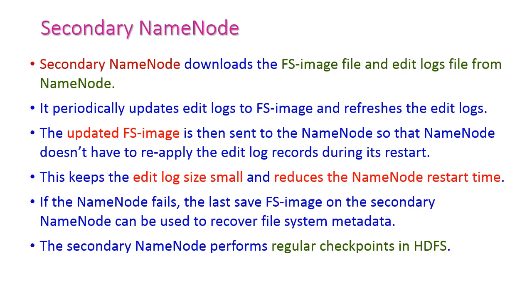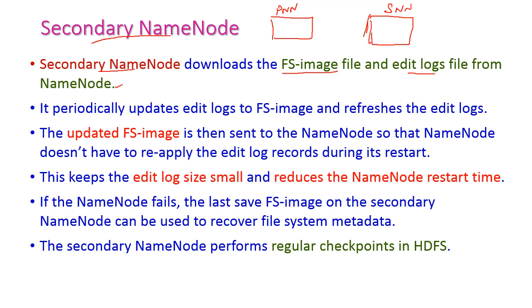And next we will see how the secondary name node will work along with the primary name node. The secondary name node first downloads the FS image file and edit log files from the primary name node. This is our primary name node and this is our secondary name node.